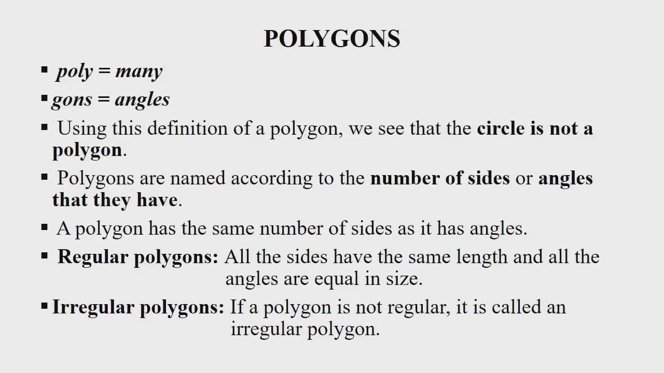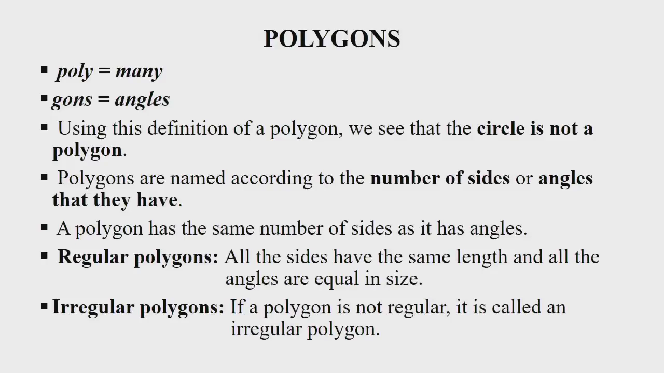Let's continue. In geometry, we also have got polygons. What are polygons? They are also flat shapes. Here we are talking about flat shapes with many, many sides. The word poly means many, gons means angles. Using this definition of polygon, we see that the circle is not a polygon. If we draw a circle, it doesn't have any sides. You can't say a circle has many, many sides. No, the circle is not a polygon.